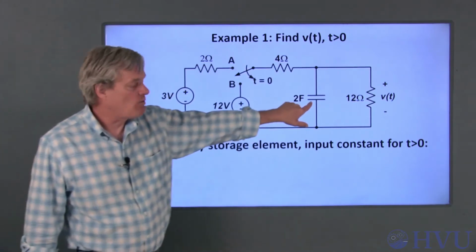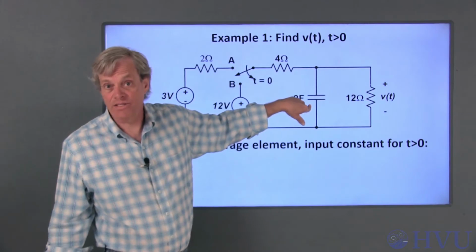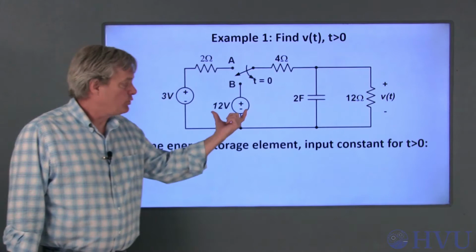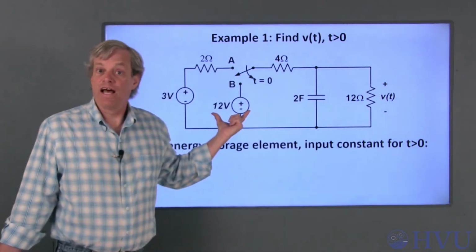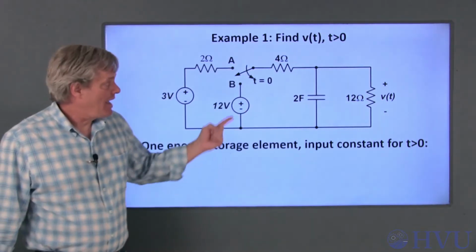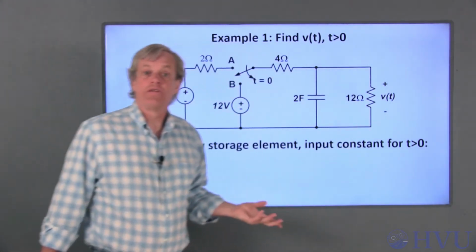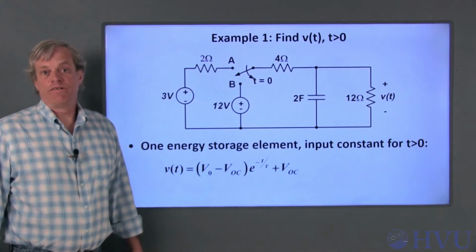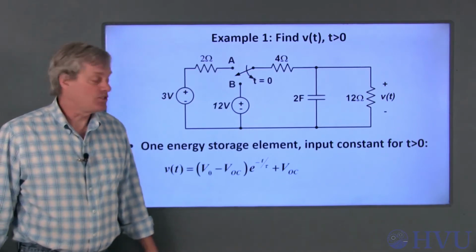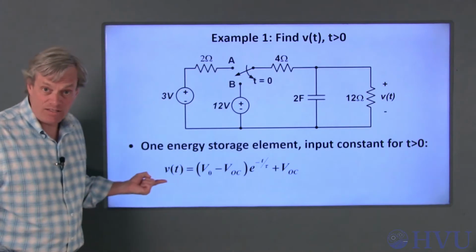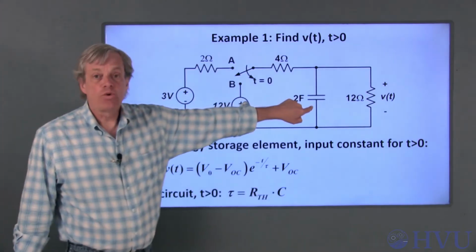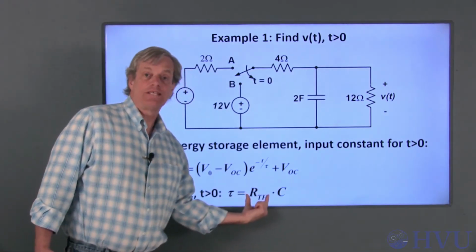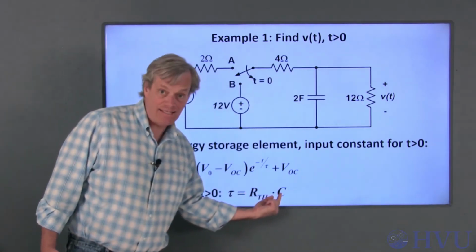This circuit has only one energy storage element, a capacitor, so it will be governed by a first-order differential equation. The applied voltage is constant, 12 volts, for time greater than 0. Our circuit elements are all linear, so the governing differential equation will be linear. Since we have a linear first-order differential equation with constant input, the solution to the differential equation has this form. Since the energy storage element is a capacitor, the time constant of the circuit is the Thevenin resistance seen by the capacitor times the capacitance.